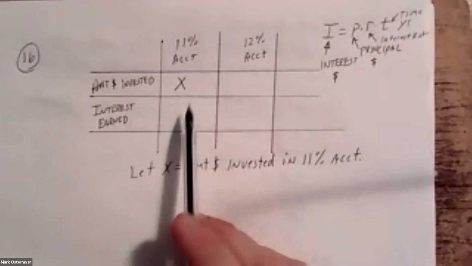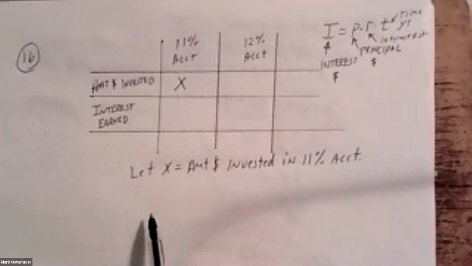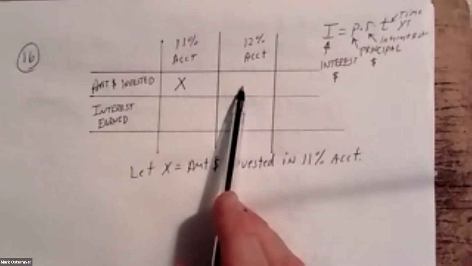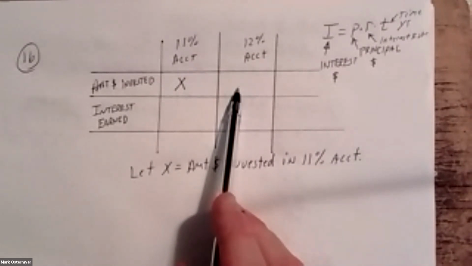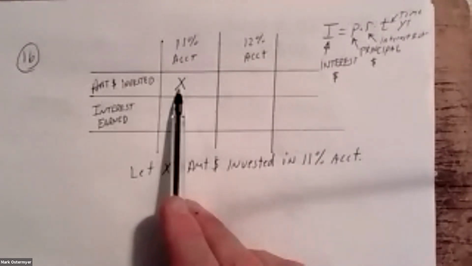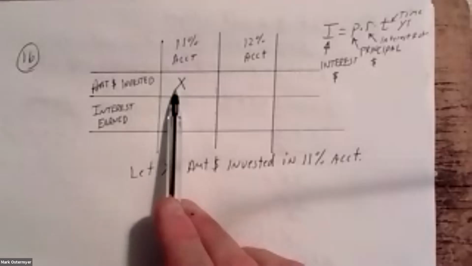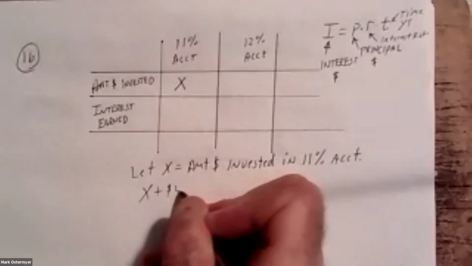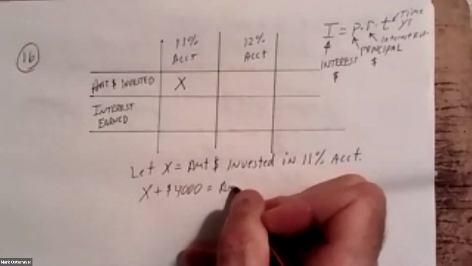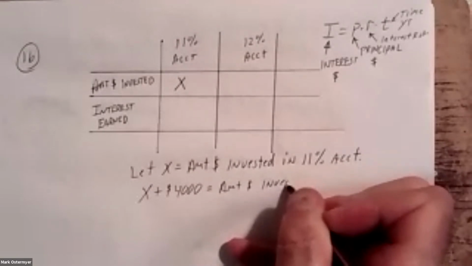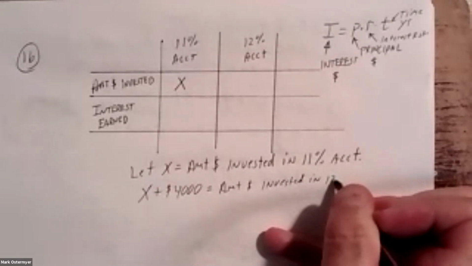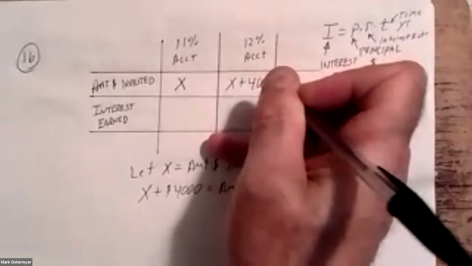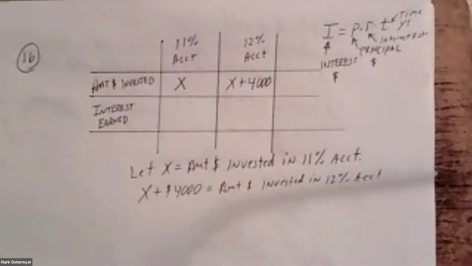So X dollars is the principal that goes into the 11% account. But it says that we invest $4,000 more in the 12% account. So what would be a variable expression that represents $4,000 more than X, more than the amount we put into the 11% account? X plus 4,000. That's right. So X plus $4,000 is a variable expression that represents the amount of money invested in the 12% account. So we put X plus $4,000 right here. It's making sense how we're beginning to populate our table here.